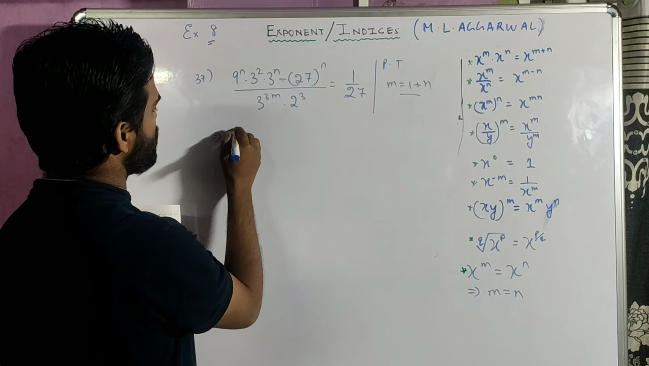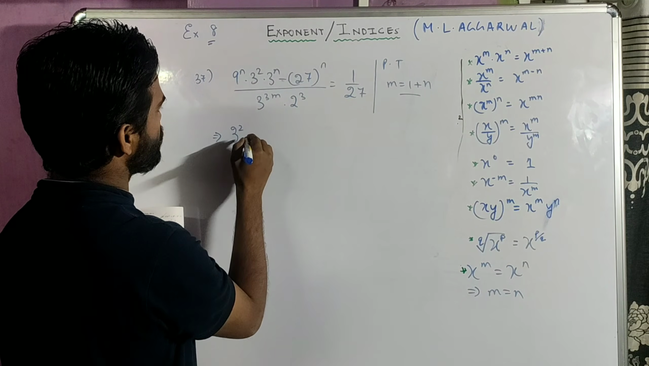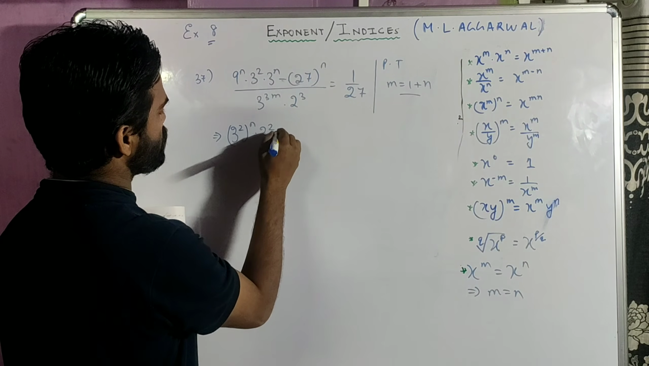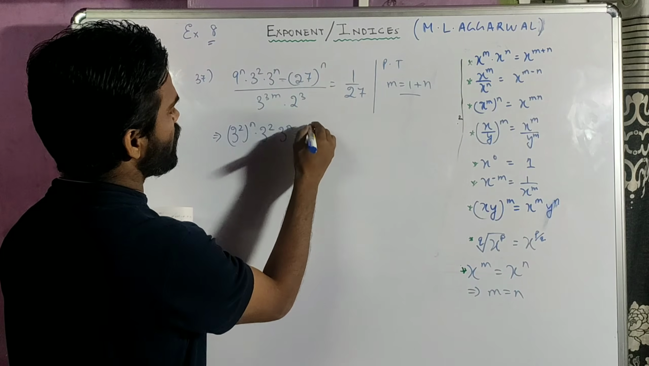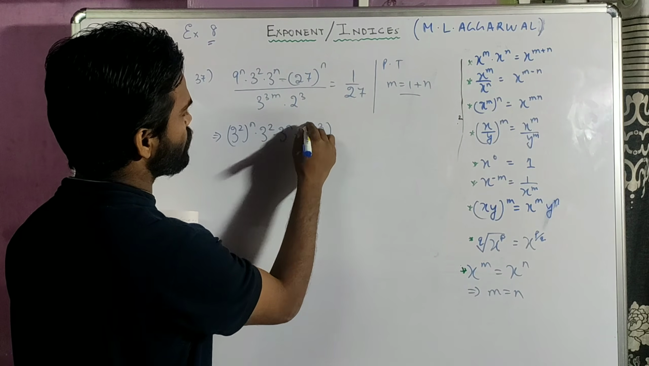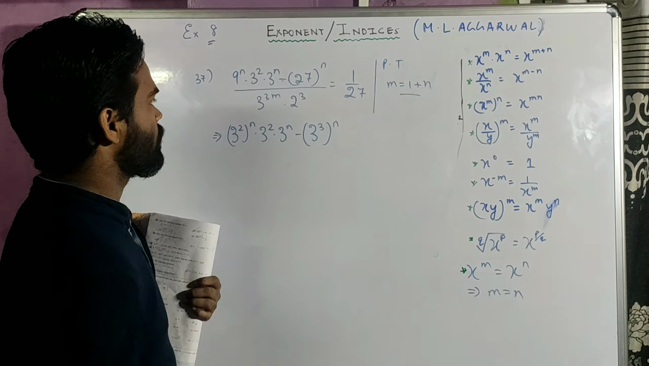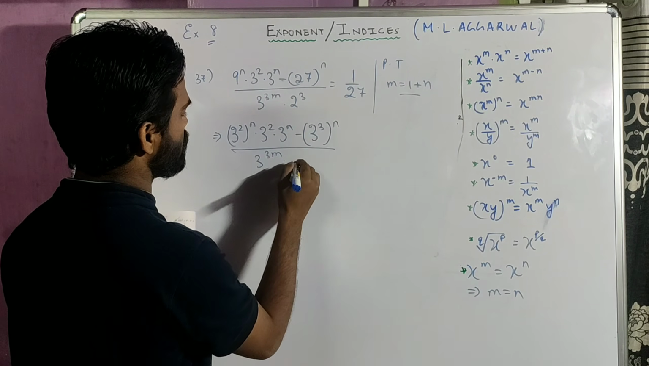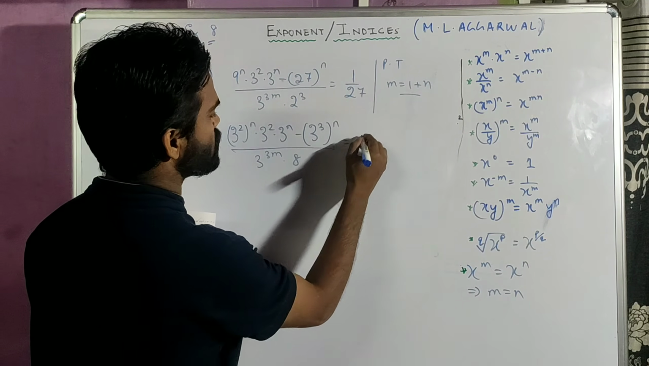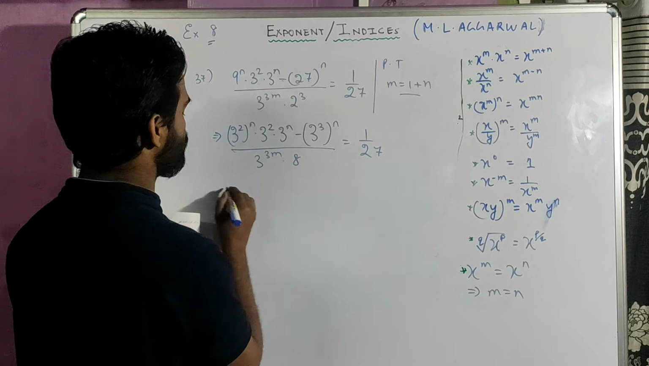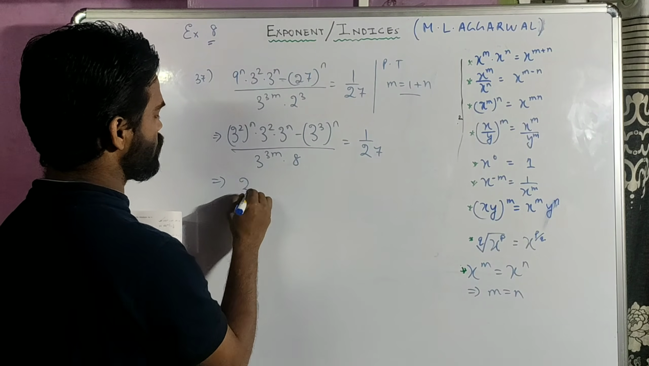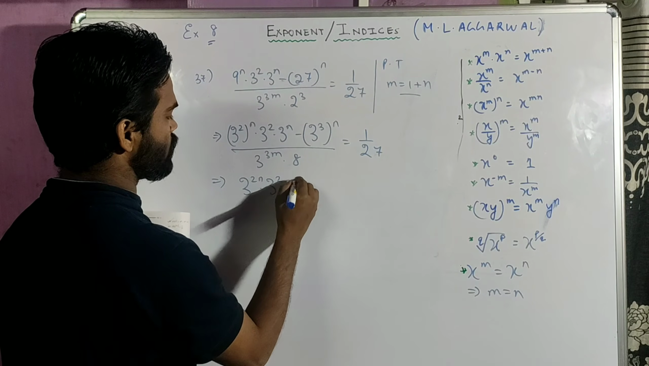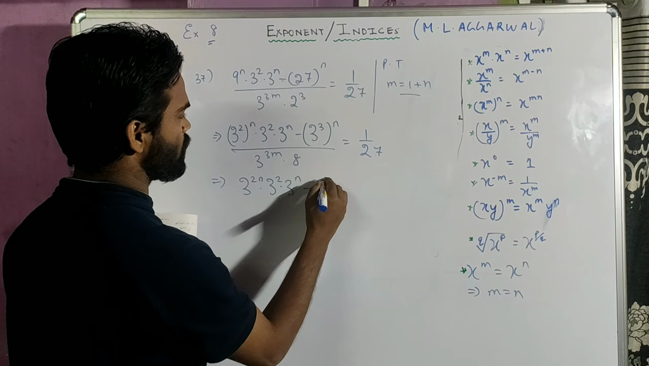This 9 I can write as 3 square. This is 3 square, this is 3 to the power n, and this is 3 cube. Am I clear? So this is 3 to the power 3m. This is 8. This is 1 by 27. Now look over here, this is 3 to the power 2n, 3 square, 3 to the power n, minus 3 to the power 3n.